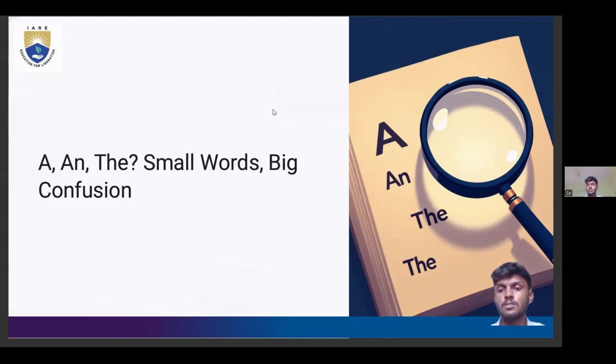Now we discuss the indefinite articles a and an. A is used before words that begin with a consonant sound. For example, she wants a university degree. Note, university starts with U, but the sound is "you", a consonant sound.